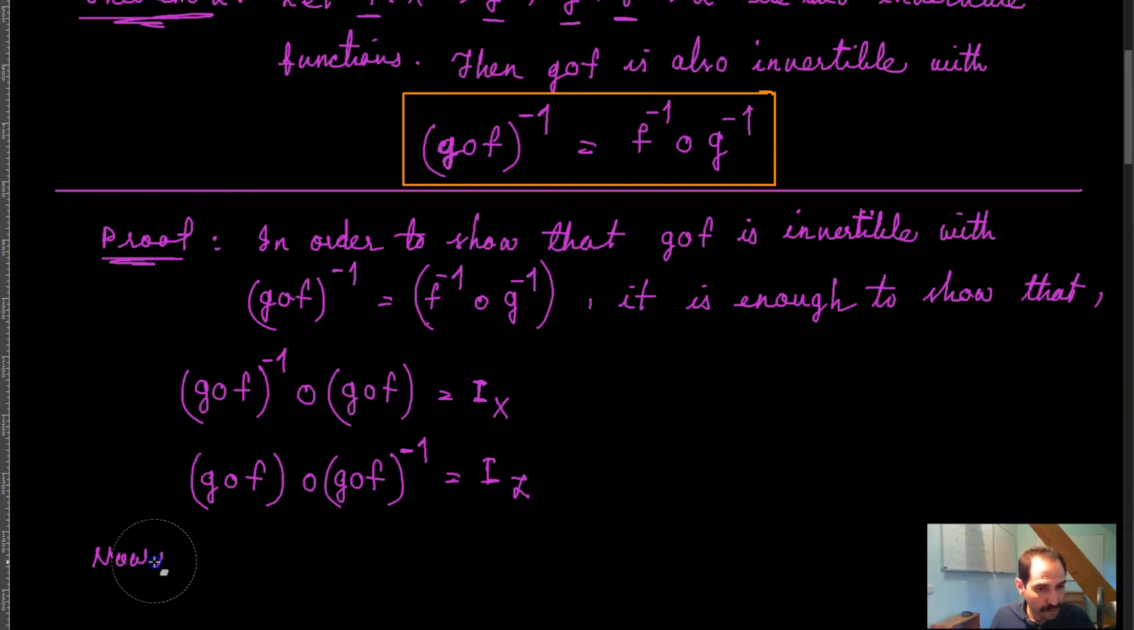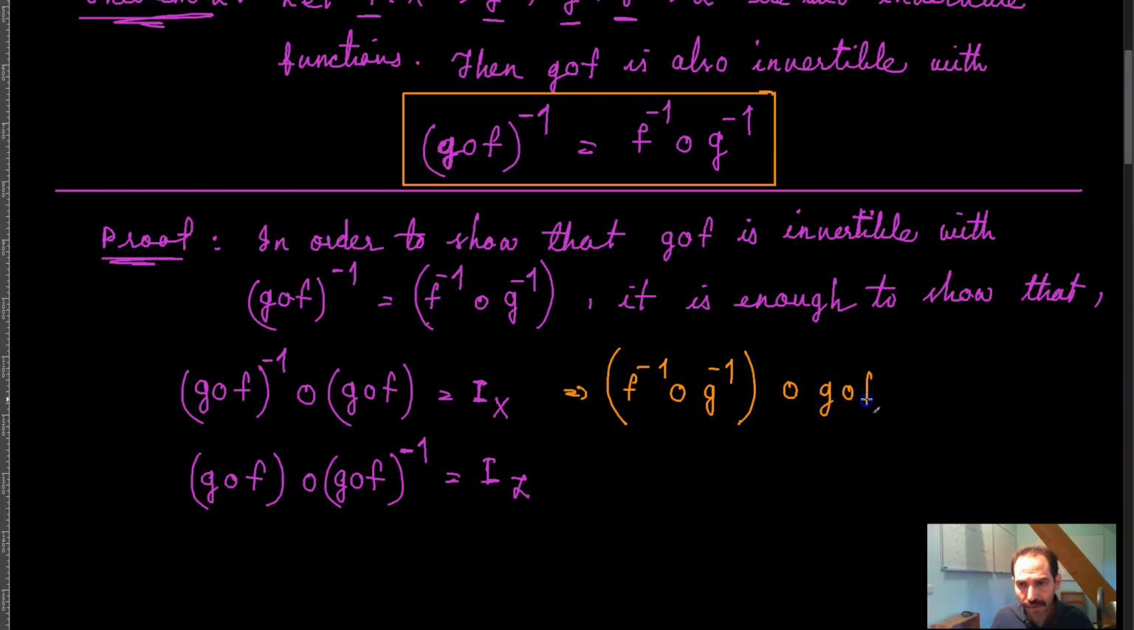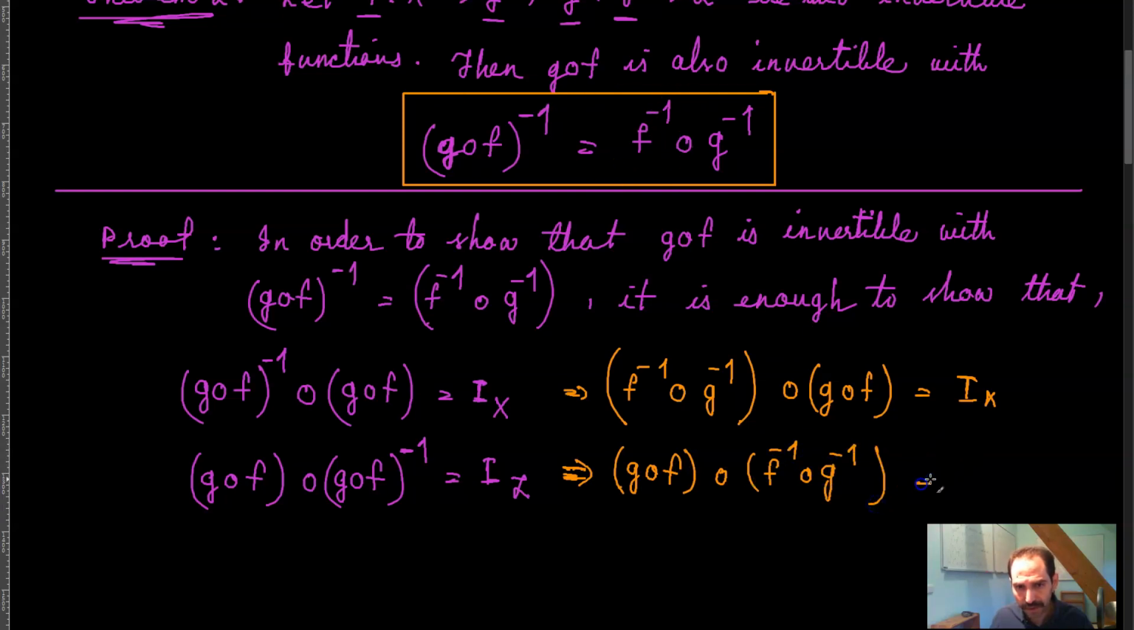So if I am allowed to use this in this proof, I'm going to rewrite GOF whole inverse as F inverse composed with G inverse, and then compose that with GOF, and I want to show that that is equal to I of X. And I'm also going to use the same thing over here, meaning that I'm going to write GOF and compose it with GOF whole inverse, which is the same thing as F inverse composed with G inverse, based on this result, and I want to show that that is equal to I of Z. I call this number 1, and I call this number 2.